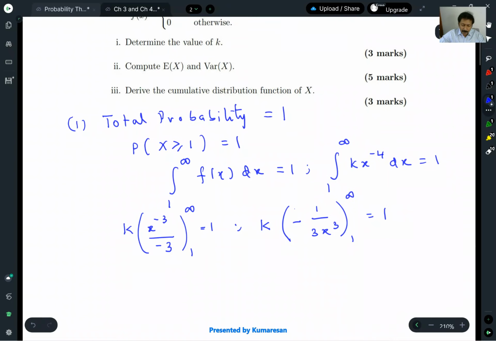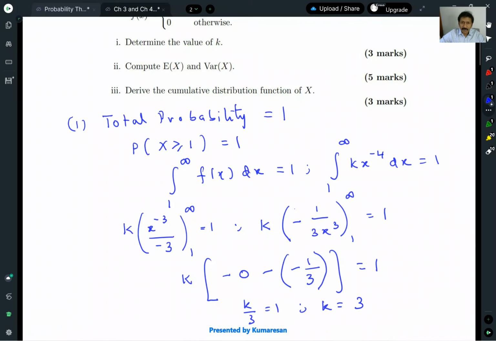Now if you substitute the upper limit, that is infinity, for x, you have minus 1 divided by infinity. 1 divided by infinity is a value that is too small, that approaches 0. So take it as 0. And then substitute the lower limit. So minus, when I substitute the lower limit 1 for x, you get minus 1 over 3 times 1 cubed. 1 cubed is 1. And that is equal to 1. And this simplifies to k over 3 is equal to 1, therefore k is equal to 3.